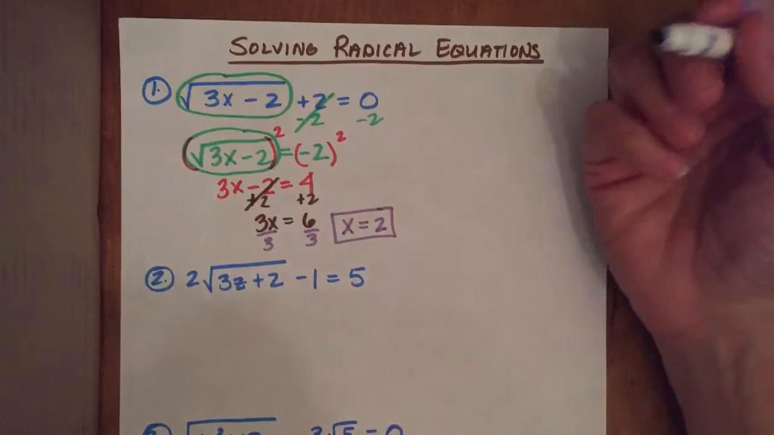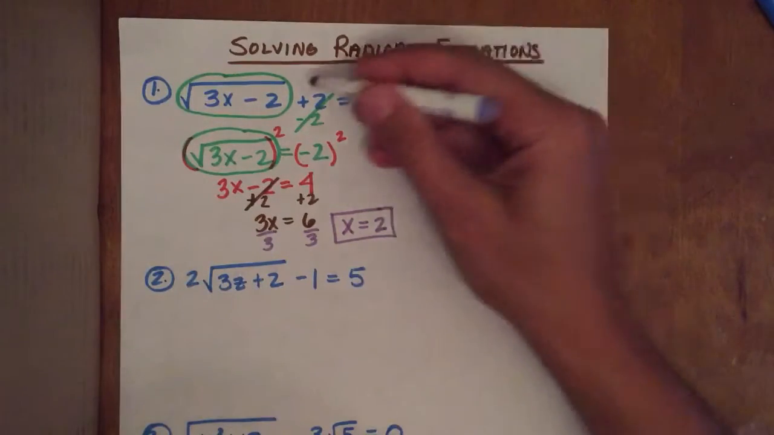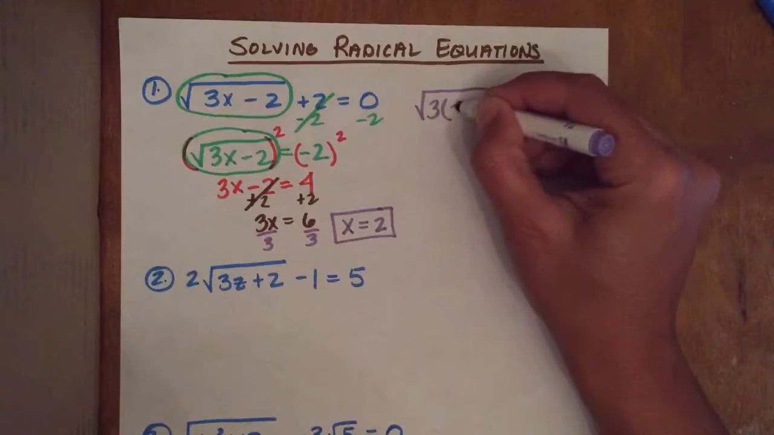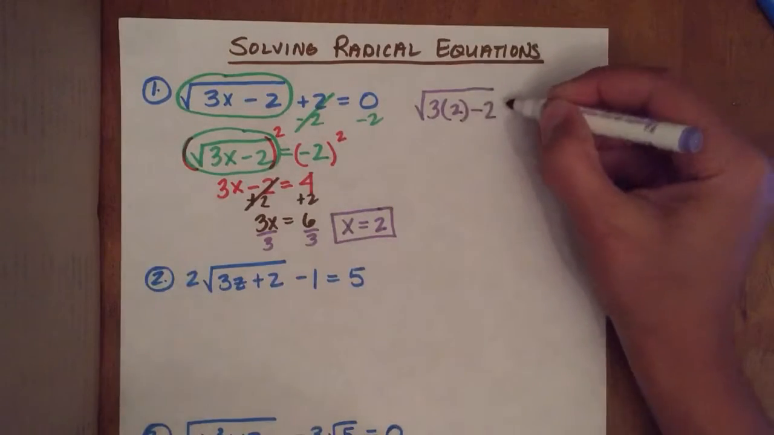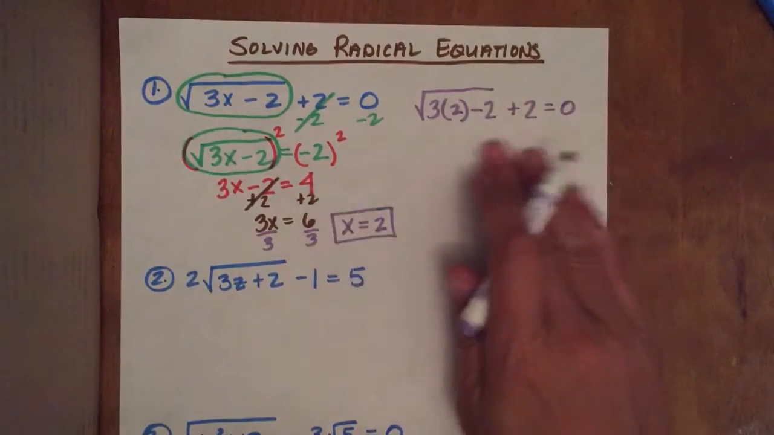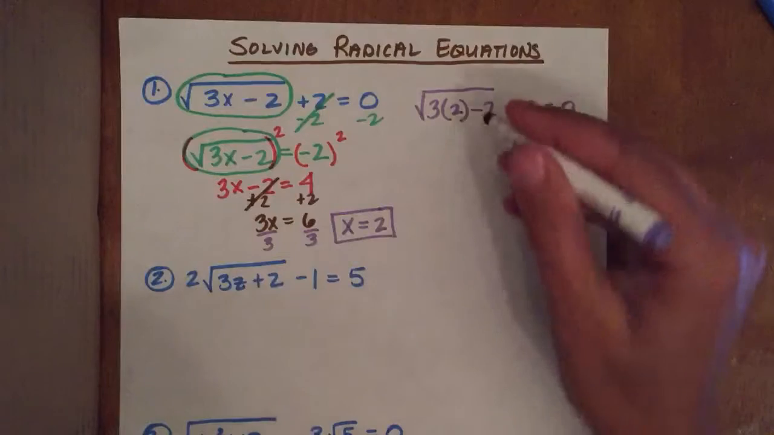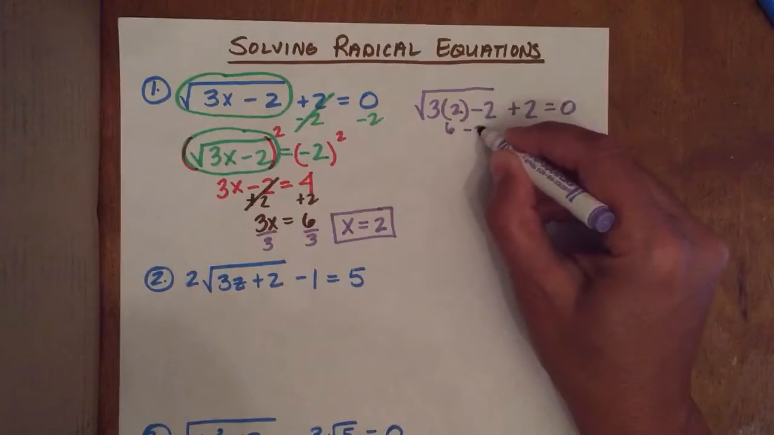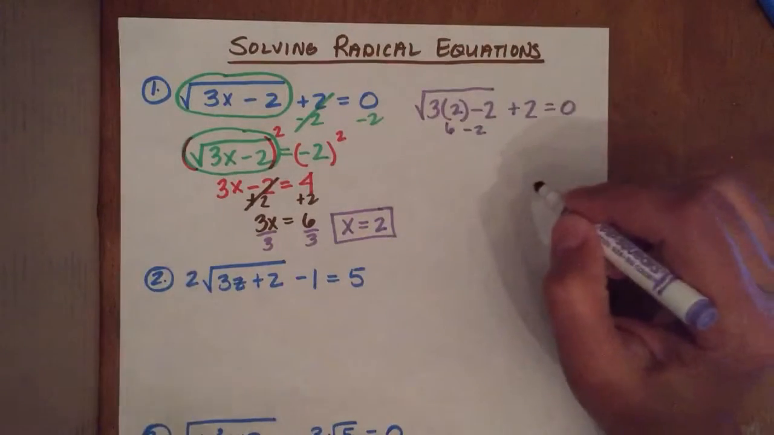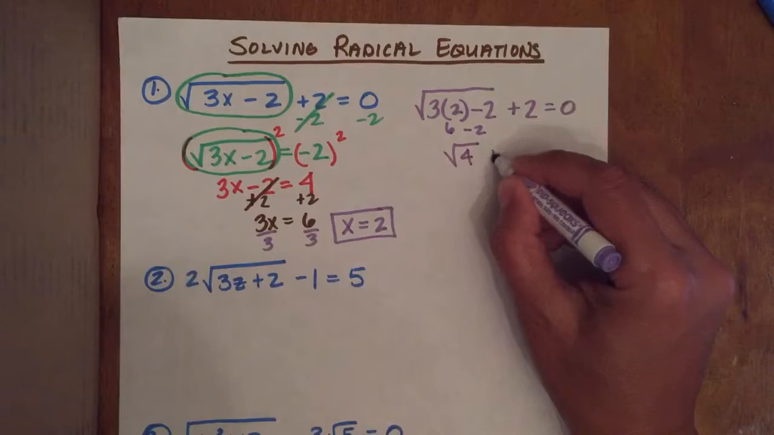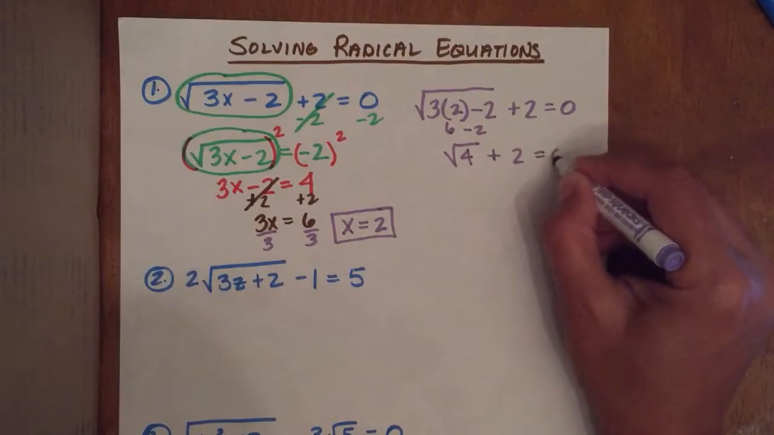Again, if you want to check your answer, you can take the 2 and plug it in for x in the equation, and see if I come up with an equation that gives me 2 equal values. Well, 3 times 2 is 6, so that would give me 6 minus 2 underneath the radical, which is 4. So I would have the square root of 4 plus 2 equals 0.